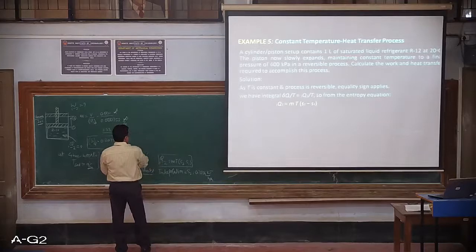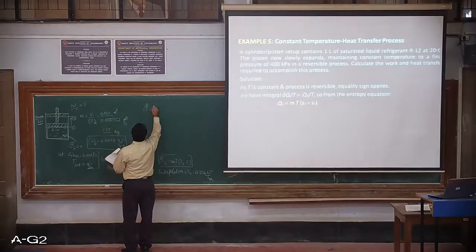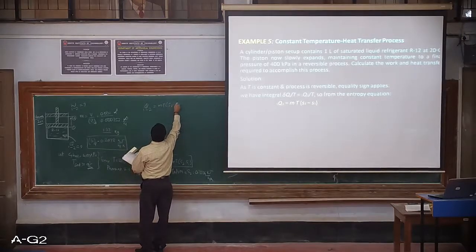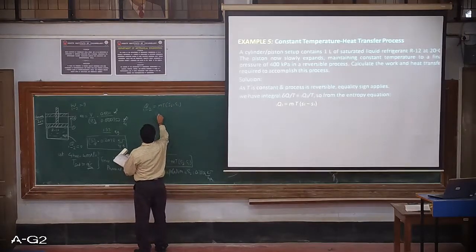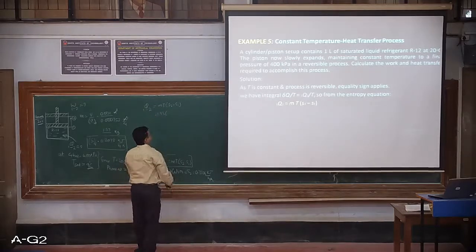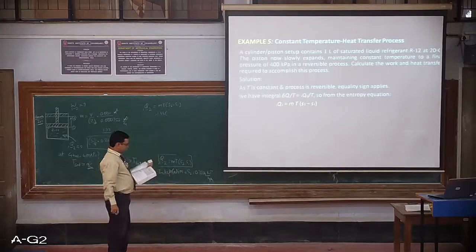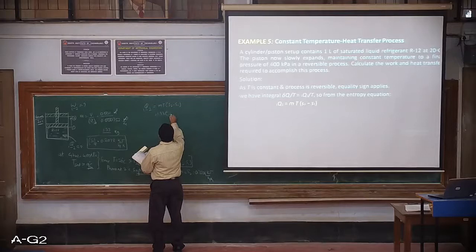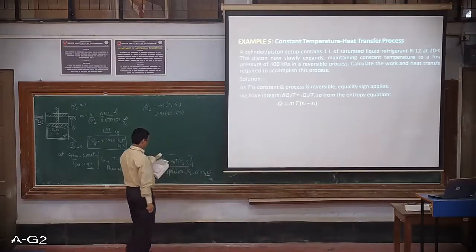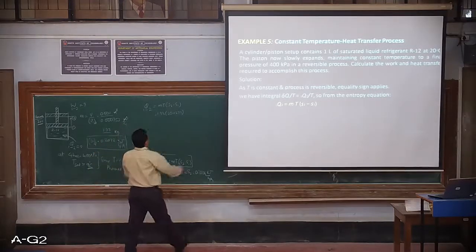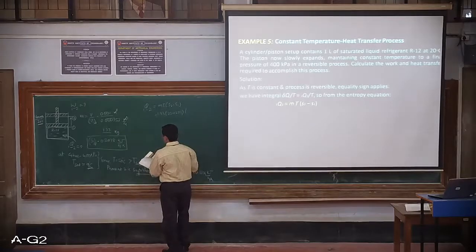So the value of heat transfer Q1-2 is m T (S2 minus S1). What is m? m is 1.33. While substituting T, temperature has to be in absolute, that is in Kelvin. So substitute the value of temperature in Kelvin. Since it is given as 20, it is plus 273, that becomes 293, into bracket S2 minus S1.